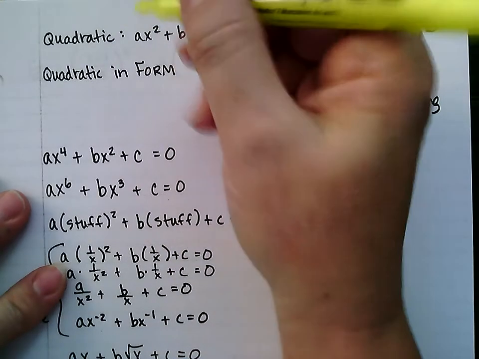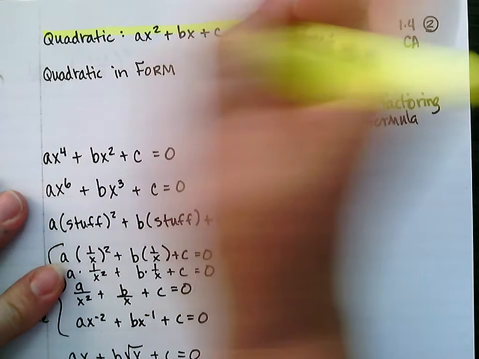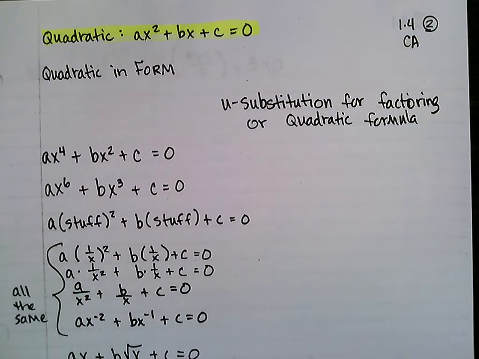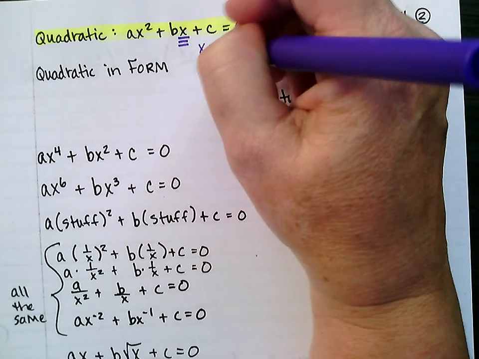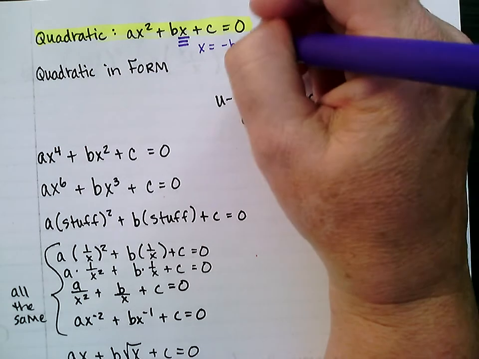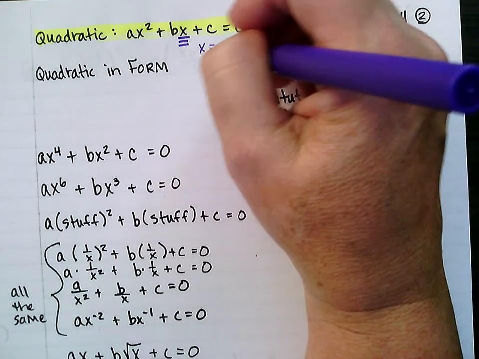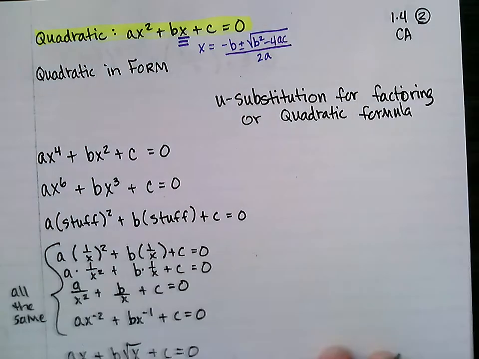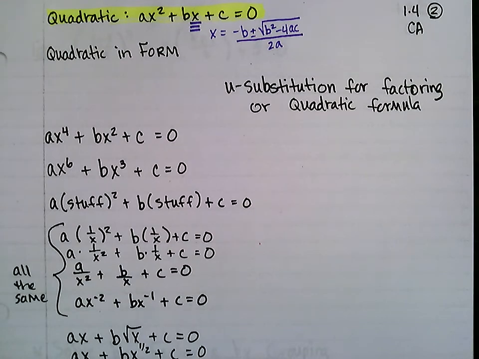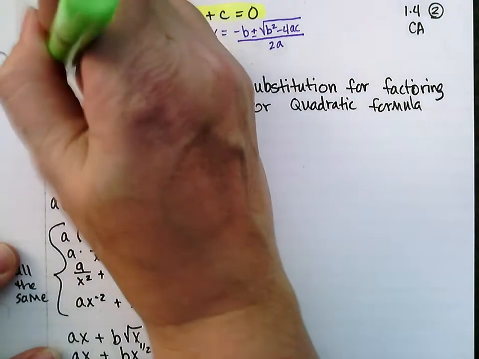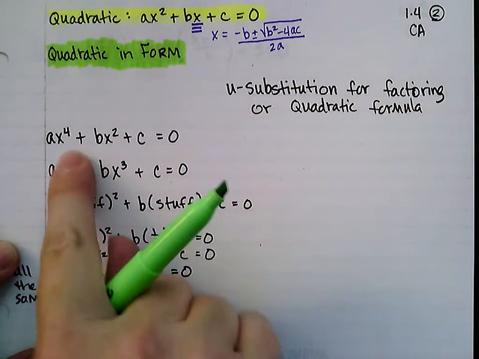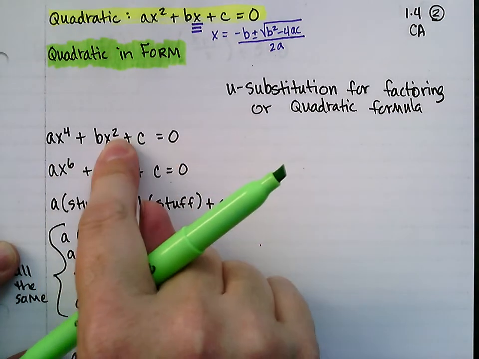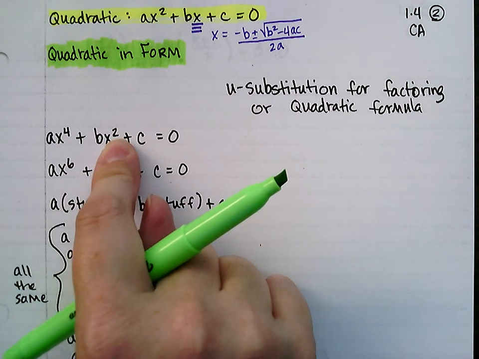So with a quadratic equation, we had ax squared plus bx plus c equals 0. And in the quadratic formula, it was this x that we used: x equals opposite b plus or minus square root b squared minus 4ac, divided by 2a. With quadratic in form, it's not going to be x equals, it's going to be something else equals. Like we've already seen this one here where it was x squared equaled opposite b plus or minus square root.